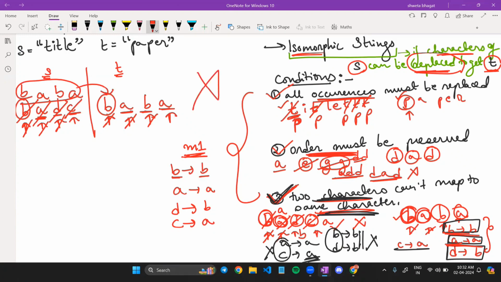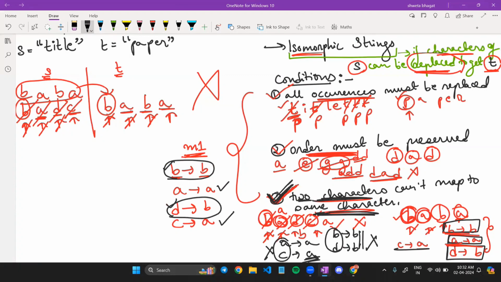But your answer is wrong. Why? Because we can clearly see that this B is getting mapped to B and this D is also getting mapped to B. That is, we are violating the third condition. That is, two characters can't map to the same character. But we are mapping two different characters, that is B and D, to the same character B.